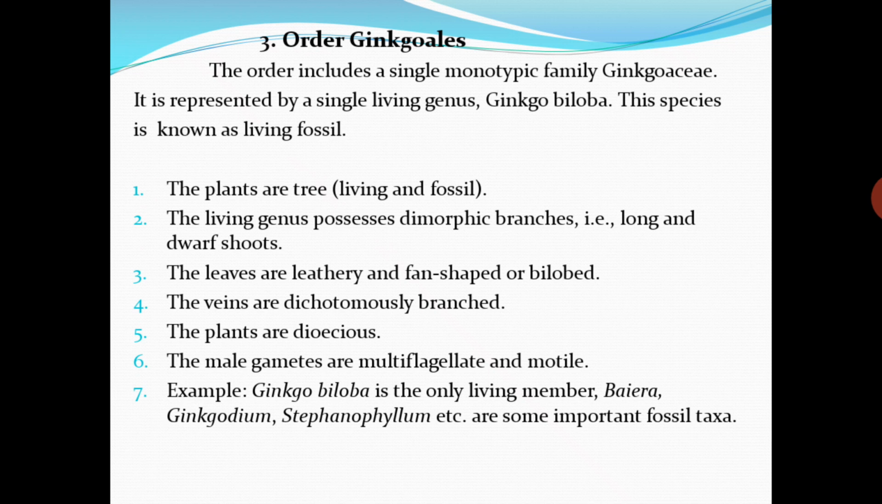The plants are dioecious, that is, male and female reproductive organs are present in different plants. Male gametes are multiflagellate and motile. Example, Ginkgo biloba, the only living member. Next, Stephanophyllum and Ginkgoites are some fossil taxa.